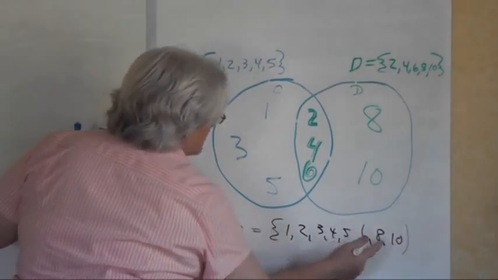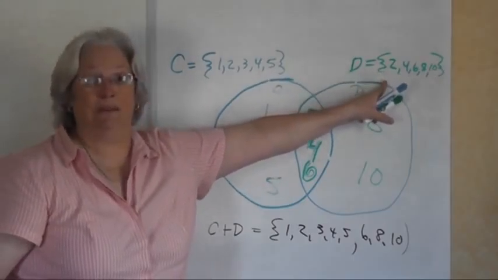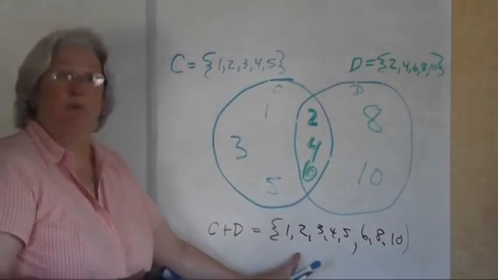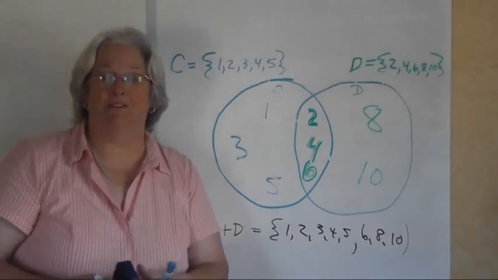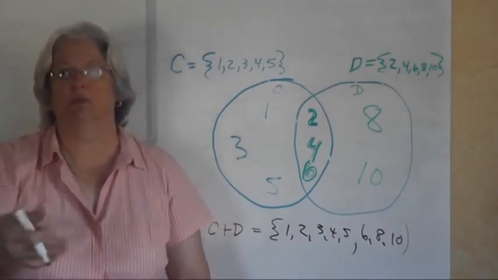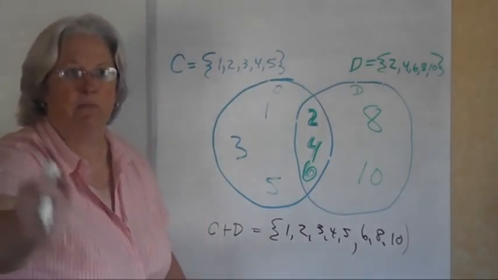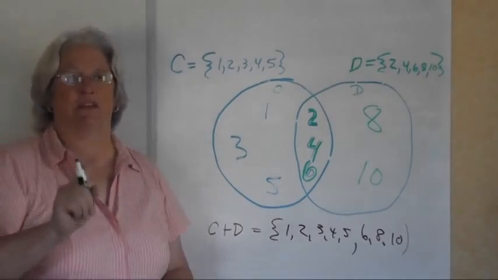Now you'll notice we have a 2 in C and we have a 2 in D. I didn't write them twice. That's because I don't need to. It's redundant. Once you've said, I've got a 2, you don't need to say it again and again. It's sort of like the little child that says, Mommy, Mommy, Mommy, Mommy. You only have to say Mommy once.